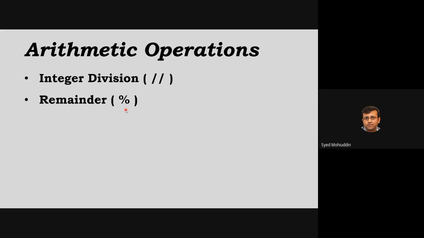The next thing is the exponential operator, or the power operator. This power operator will give us, for example, 2 exponent, double asterisk, 3 will give us 8 as the result. So it is the power operator or exponential operator.